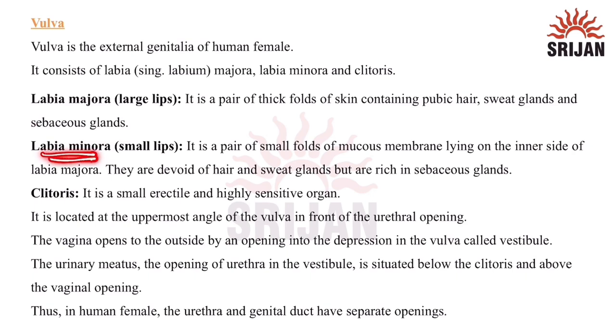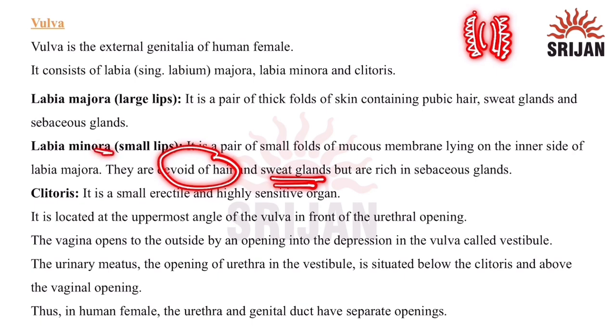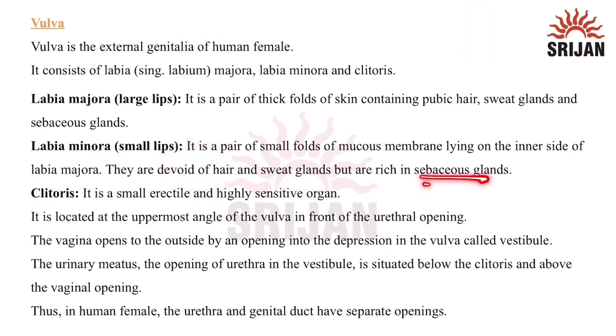Now, the labia minora, which are small lips, are present inside the labia majora, on the inner side, like this. If this is the labia majora part, this is the labia minora part. These are small folds of mucous membrane which lie on the inner side of the labia majora. There are no hairs and sweat glands in the labia minora, but they are rich in sebaceous glands.